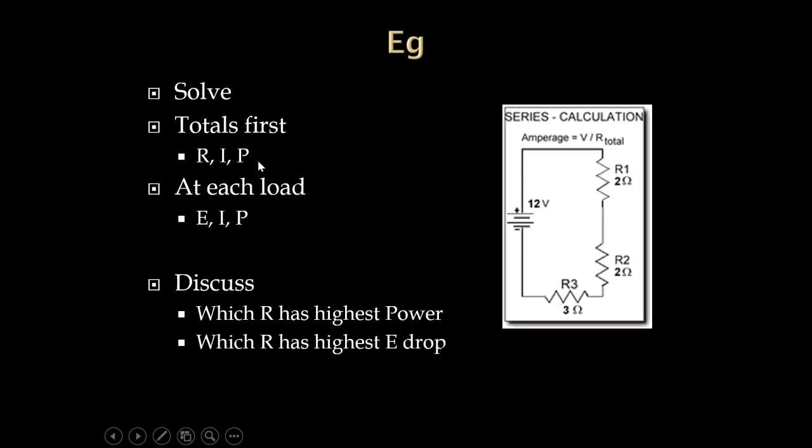So we want to solve for our total values. We've been given the voltage already, so we don't need to solve for that. We're going to start, and I'll show you how to solve this. So we'll go to the whiteboard.